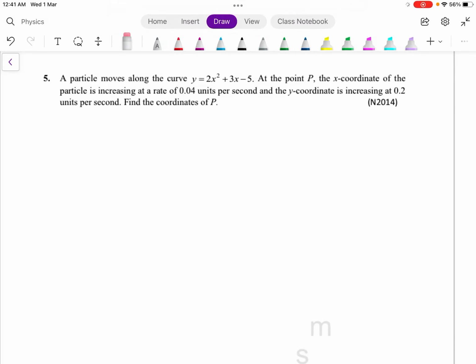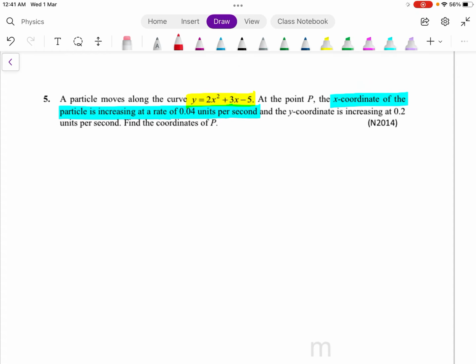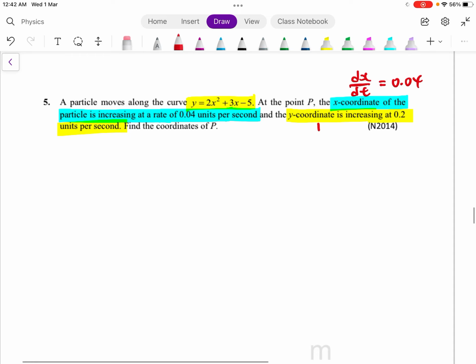Alright, so let's go through this 2014 AMS question. We have a particle moving along a curve y equals 2x squared plus 3x minus 5. At point P, the x coordinate of the particle is increasing at a rate of 0.04 units per second. This statement just tells me that dx/dt is equal to 0.04, and the y coordinate is increasing at 0.2 units per second. So this is actually your dy/dt. The question asks us to find the coordinates of P.